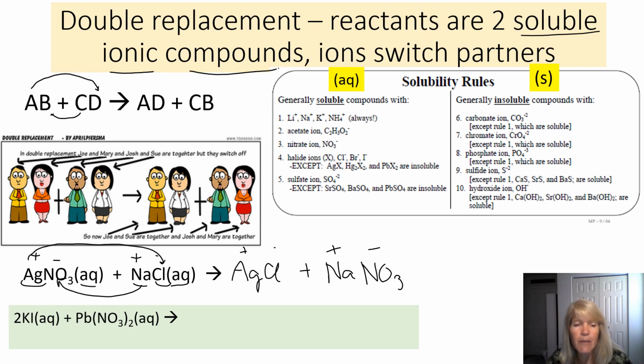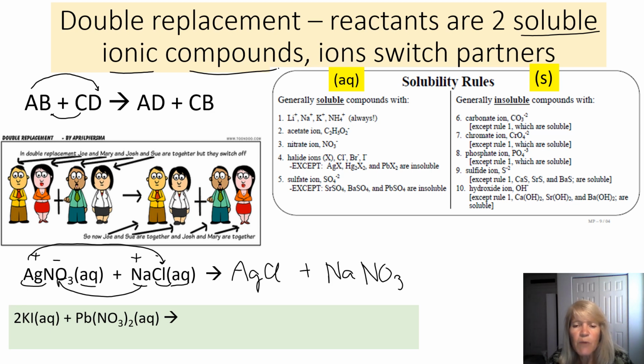And another way to think about it, if you remember FOIL from math, it's the outer and the inner. It's just the middle part. The outer 2 are going together, the inner 2 are going together. And that's how you make your new compounds. And you always have to balance the charges. So that's the first step, to switch the partners and balance the charges. Now, having those charges is not appropriate in a reaction. So I'm going to erase them once I'm done and have no charge on it, because that's the point of the subscripts.